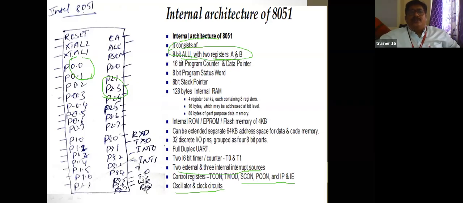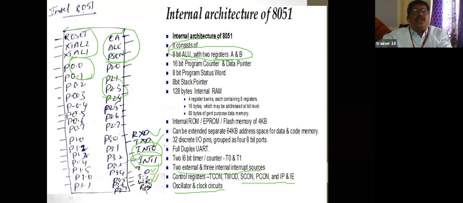We will discuss that next class: what is the CPU, interrupt control, internal interrupt sources, external interrupt sources, ROM, RAM, 128 byte internal RAM, bus control, input output ports, and next TXD, RXD. See here, INT0, INT1, and timer inputs. And WR, RD, T0, T1, PSEN, all these pins we will discuss.